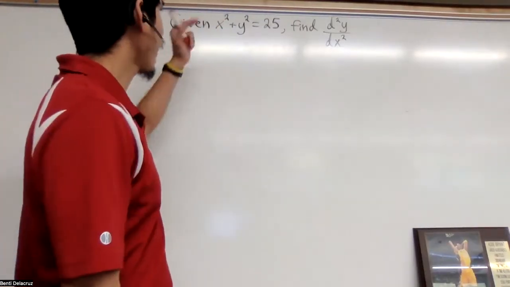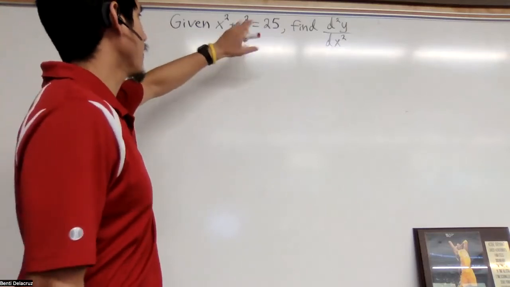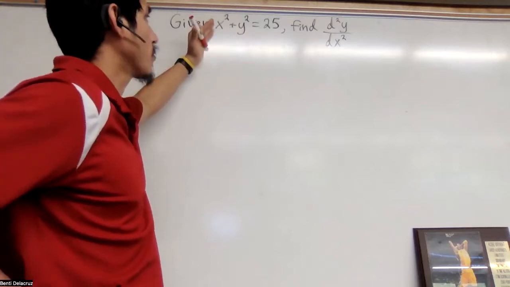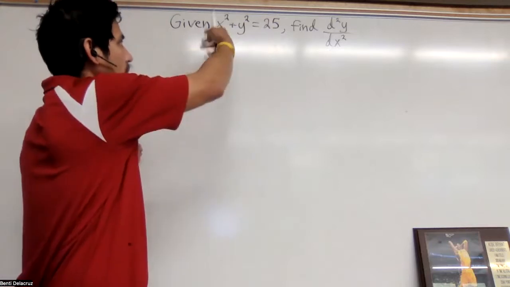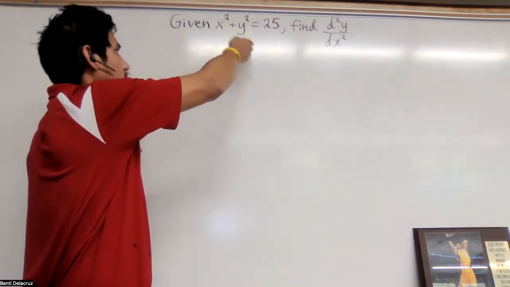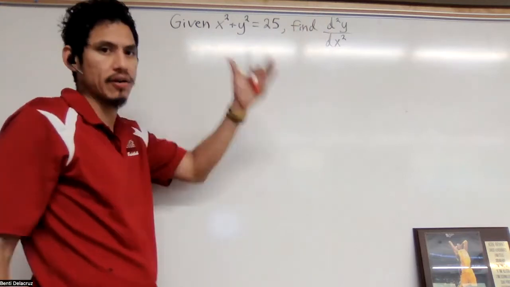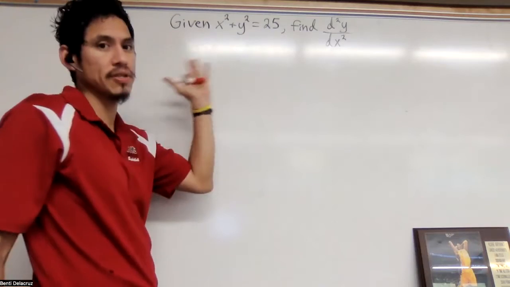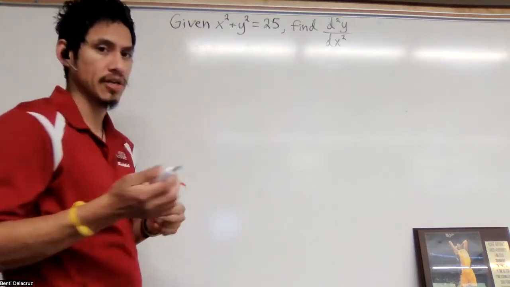All right, so we're going to find the second derivative with respect to x of this equation. Now, this is an equation that describes a circle. And so it's not going to be a function of x or a function of y on the entire domain. So it's going to be an equation that's defined implicitly. So to differentiate it, we're going to need to apply implicit differentiation.